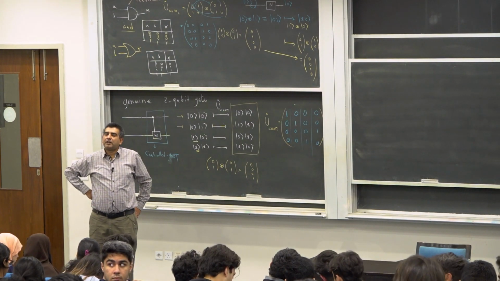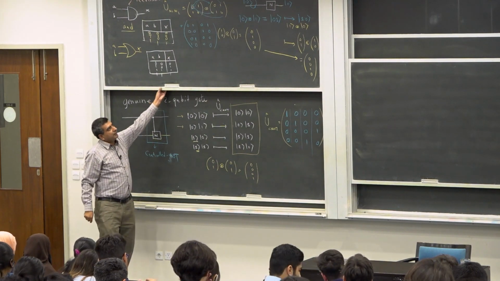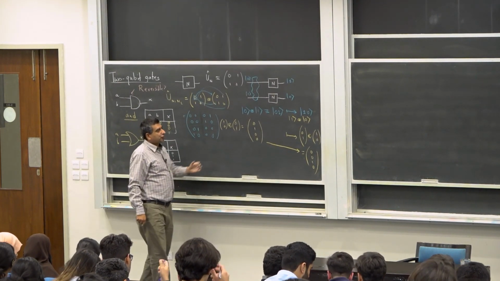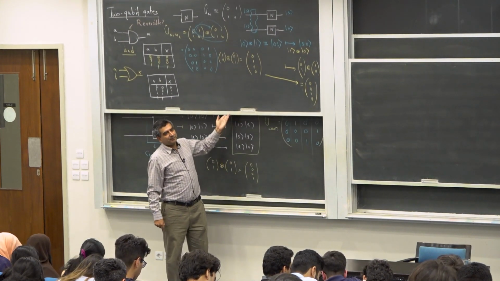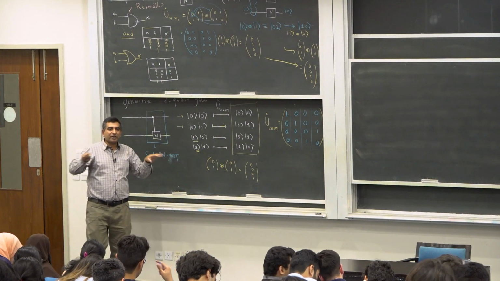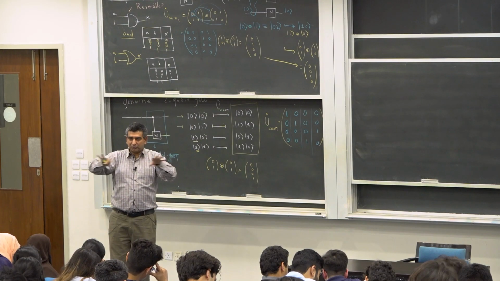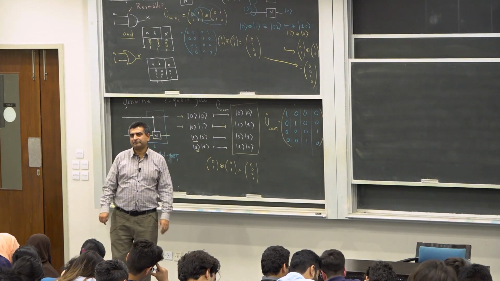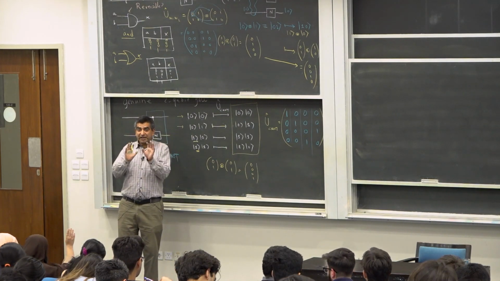Because here we took the tensor product for two NOT gates. We can't do this here because now there's a correlation between the two qubits. The tensor product keeps the two spaces distinct, independent and uncorrelated. All right? So this is an example of a genuine two qubit gate.